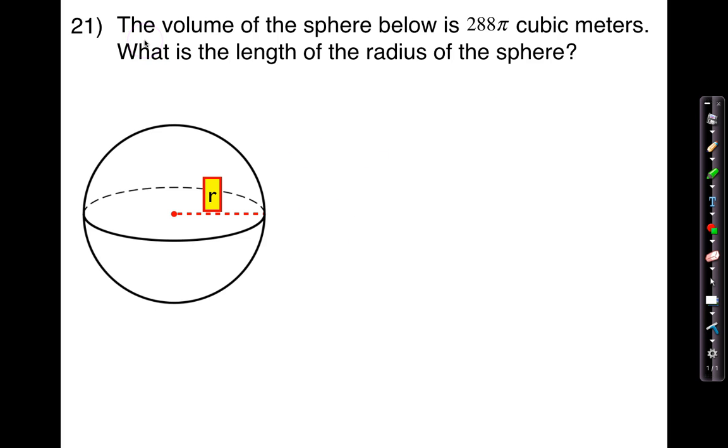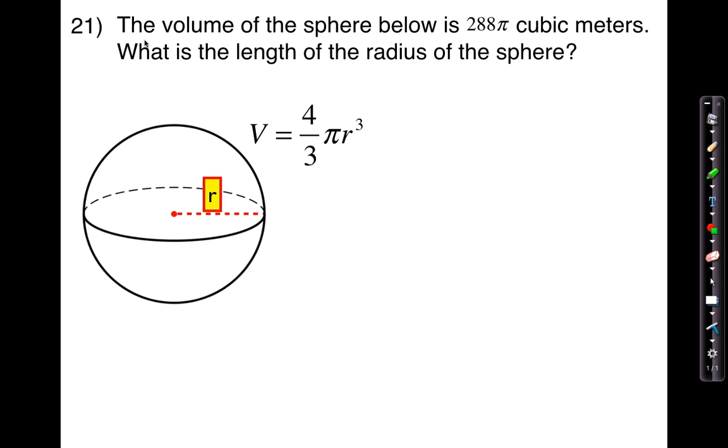Okay, so now we're going to go ahead and move on to word problems, your favorites. It says here, the volume of a sphere below is 288 pi cubic meters. What is the length of the radius of the sphere? So first thing that you're going to have to know and commit to memory is the volume of a sphere, which is, excuse me, volume equals 4/3 pi r cubed.